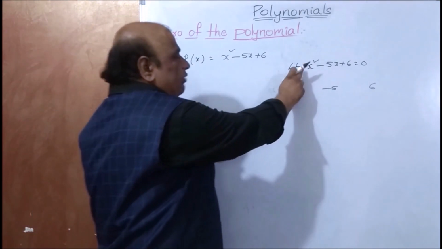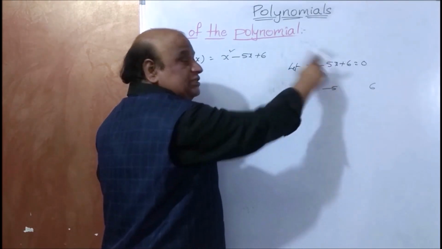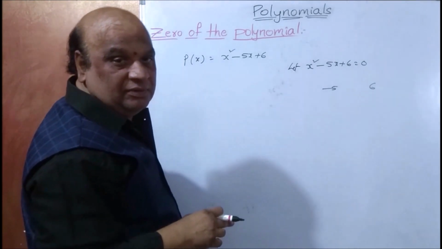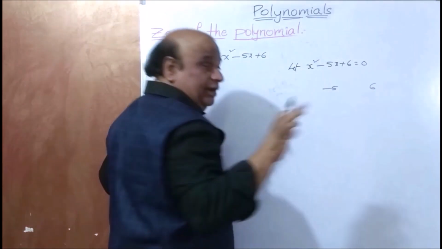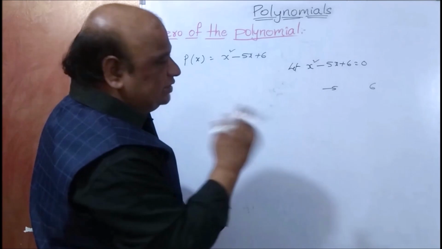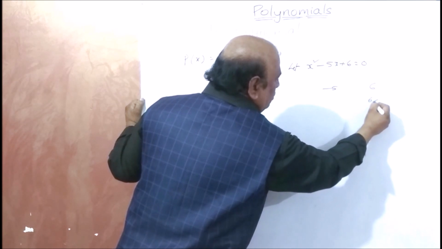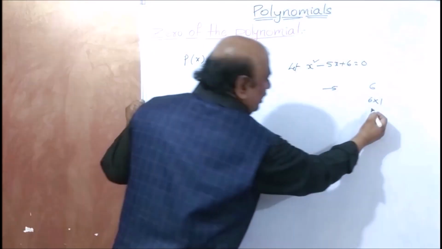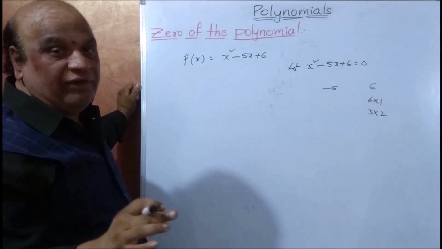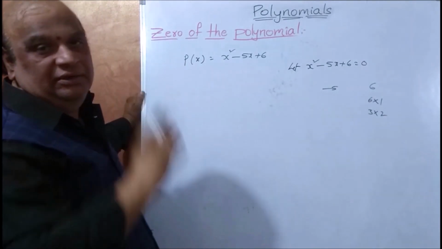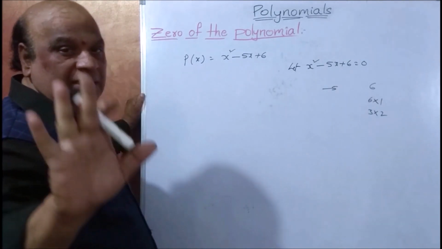The constant, we are multiplying 1 into 6. Suppose we had 2 here, you would multiply 2 into 6, 12, that is the constant. Suppose we had 3, 3 sixes are 18, you should take 18 here. Here it is 6. Find the factors of 6: 6 into 1, 3 into 2. These factors should satisfy minus 5 and 6. In both cases the factors should be satisfied.